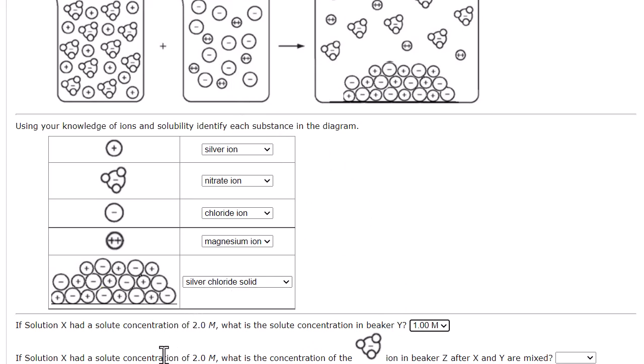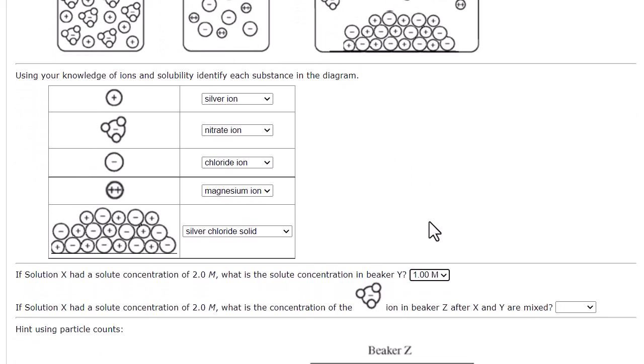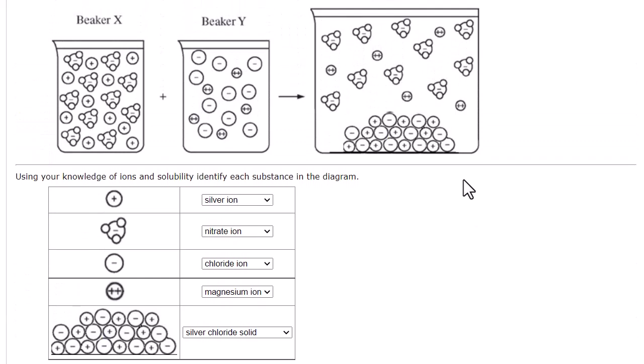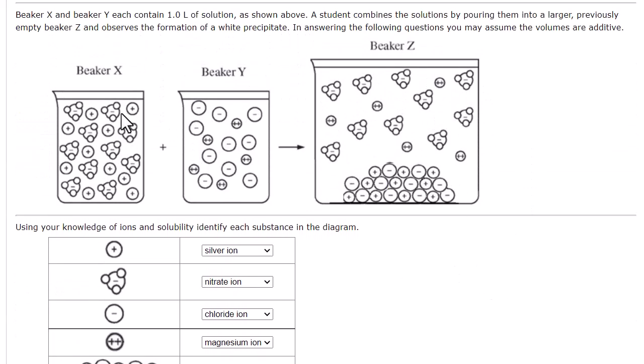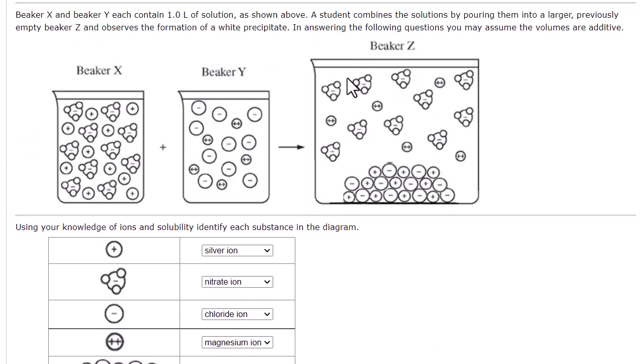If solution X had a solute concentration of 2 molar, okay, here's X, 2 molar. What is the concentration of this nitrate ion in beaker Z after X and Y are mixed? Well, we know the volume is double. And here we had 1, 2, 3, 4, 5, 6, 7, 8, 9, 10 in a 2 molar solution, because that's what they said this was, it was 2 molar. And now we have the same 10 spectator ions in 2 liters. That makes it 1 molar.